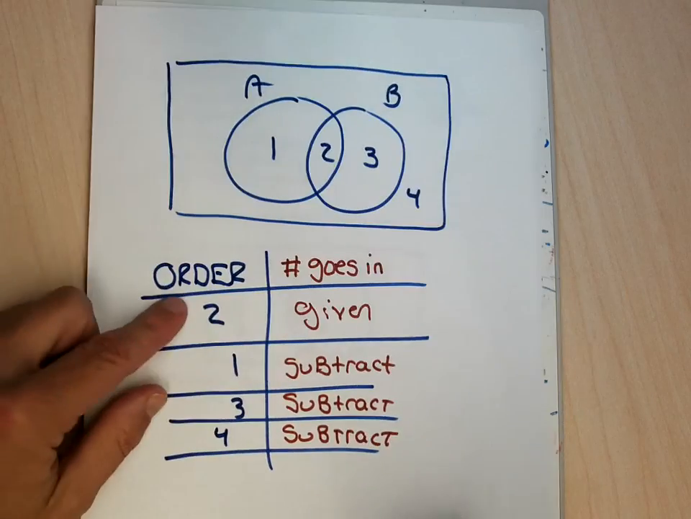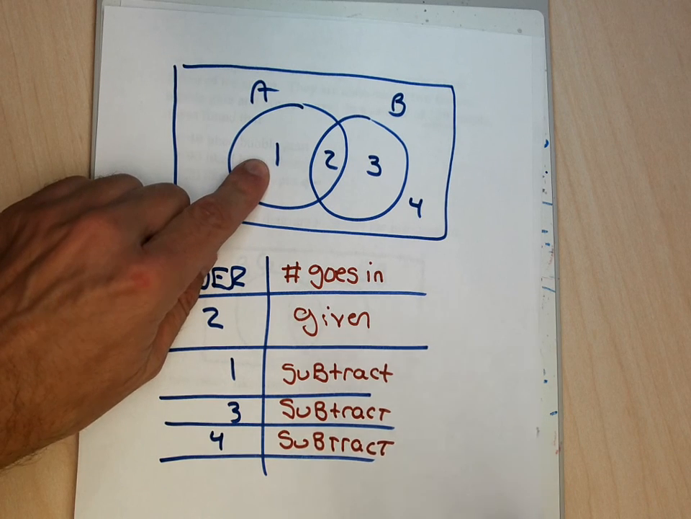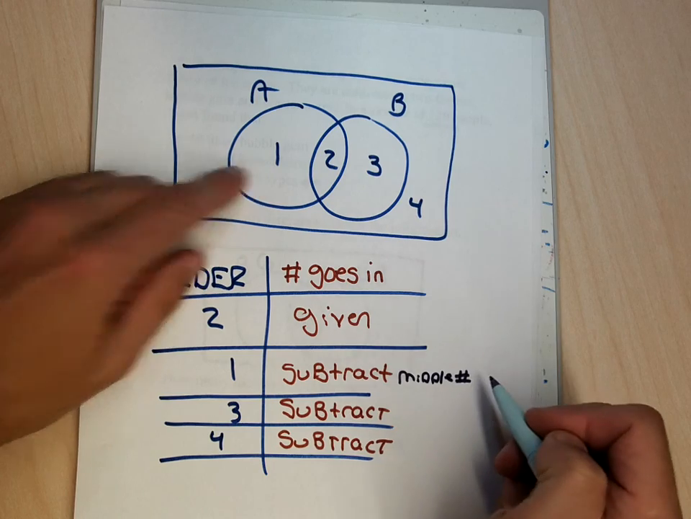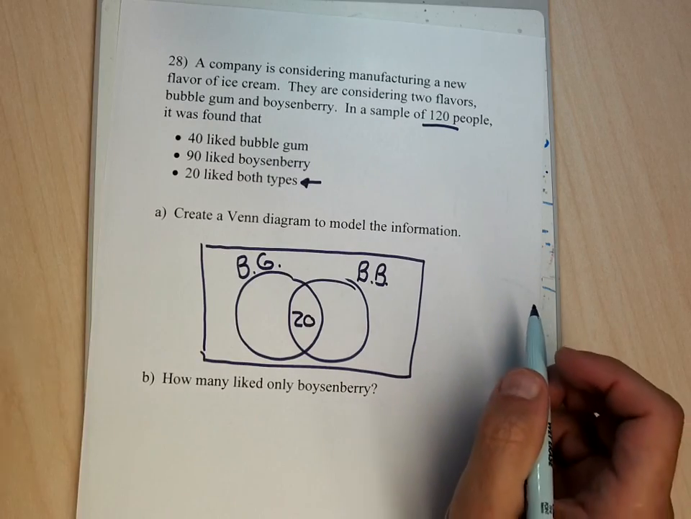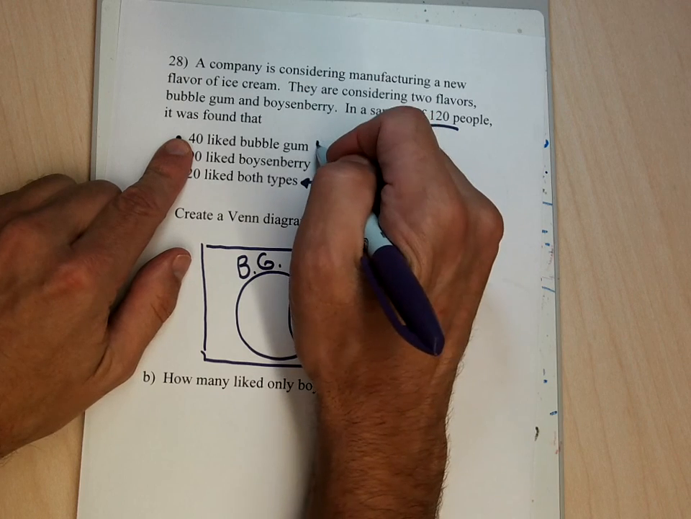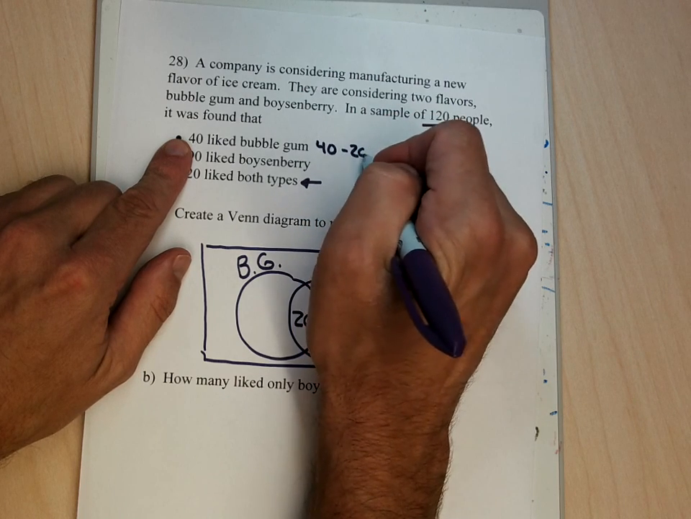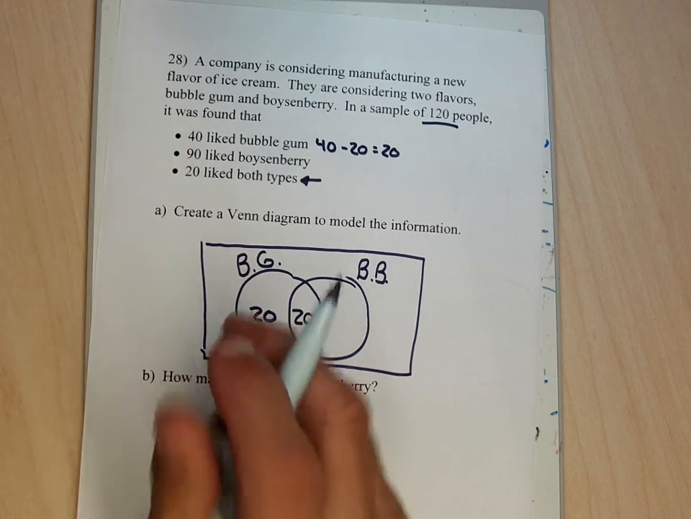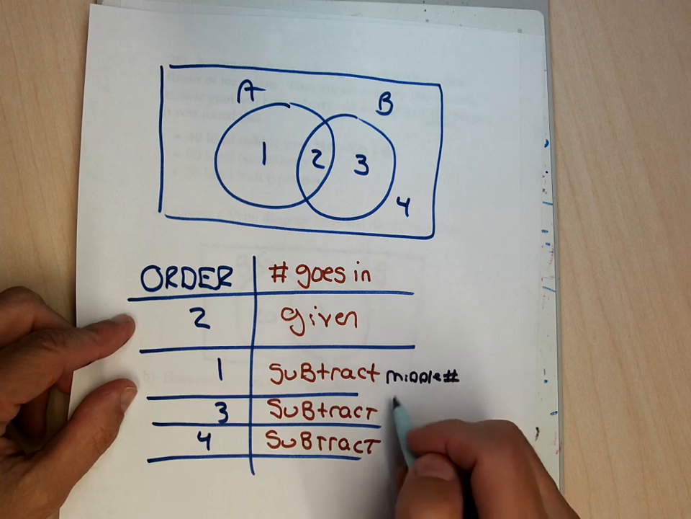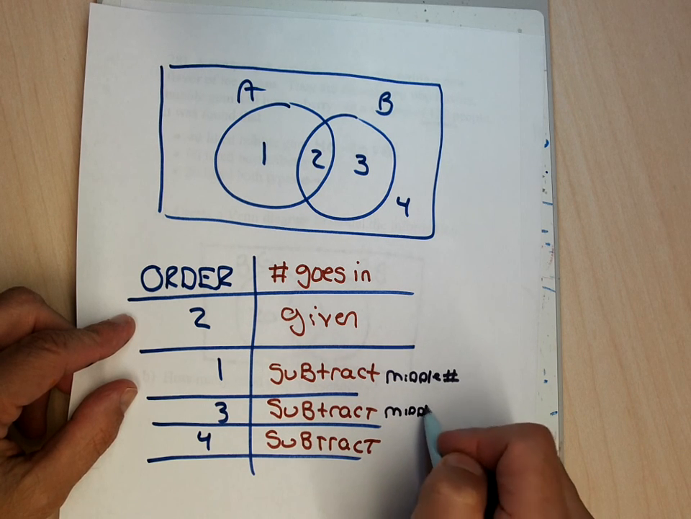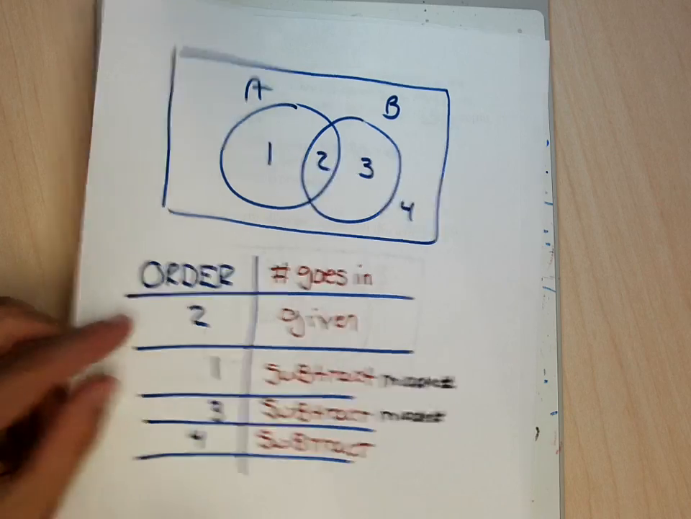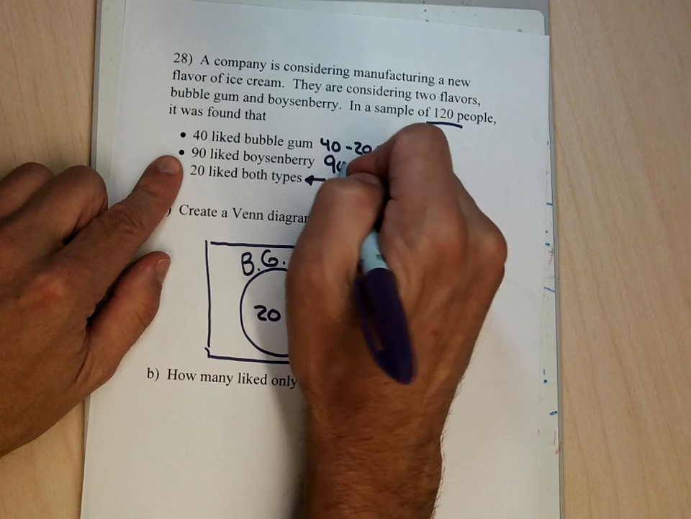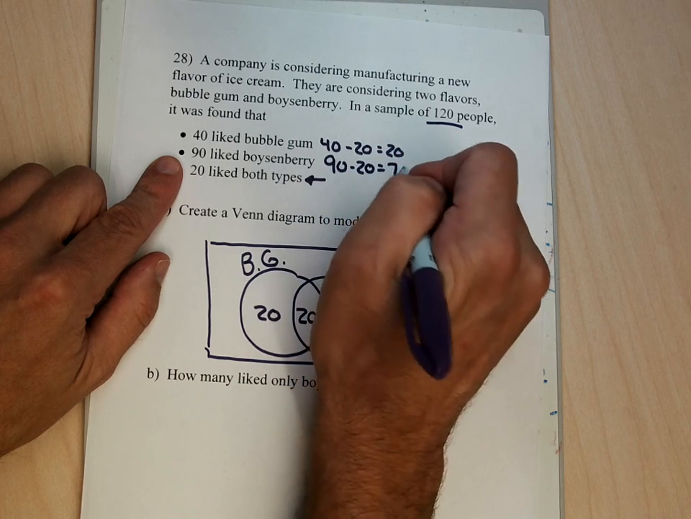After I do region 2, I'm going to do region 1, and I'm going to subtract the middle number. Specifically, that's the bubblegum circle. I'm going to take the bubblegum number and subtract the number in the middle and put those 20 in region 1. After I do region 1, I'm going to do region 3, and I'm going to subtract the middle number. I'm going to use the boysenberry number because that's the boysenberry circle. I'm going to subtract the middle number, and it's going to give me a 70.